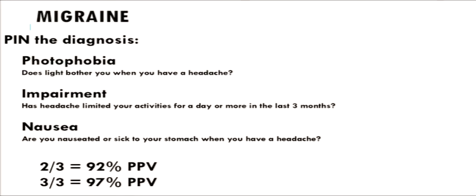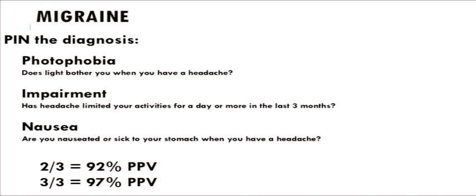And then impairment, again, that big differentiating feature, like what do you do? I always ask, what do you do when you have a headache, or what can't you do? And if they're saying, I can't go to work, or I can't leave my room, I can't turn on the lights, or I go and hide in a dark room, that's very, very specific and worrisome for a migraine. And then the nausea as well. So if they have two of those three, 92% chance that they have a migraine. And then if they have all three, there's a 97% chance, right? So this patient had all three of those things. So again, that's really reassuring that this is a primary headache, okay?